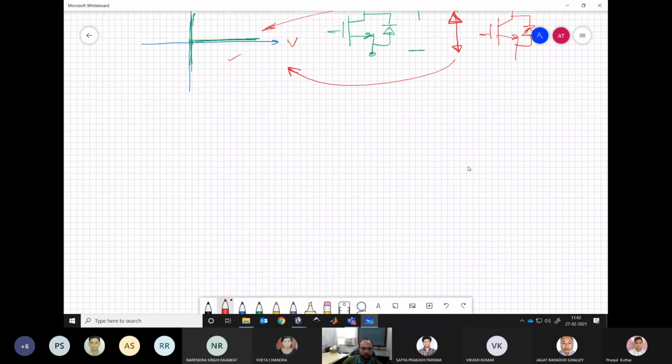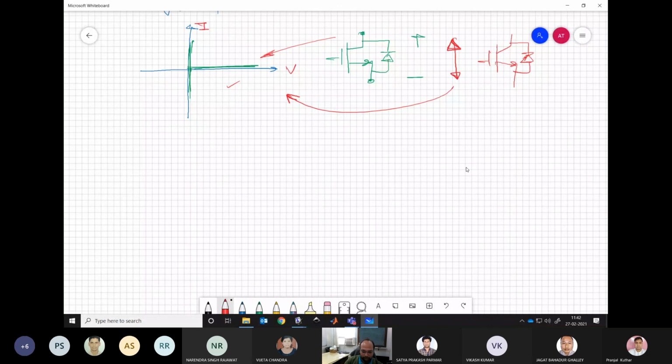Now, similarly, if we have any other requirement as well, let us say we want to have bidirectional voltage blocking and unidirectional current conduction. We may have such a requirement depending on the circuit.